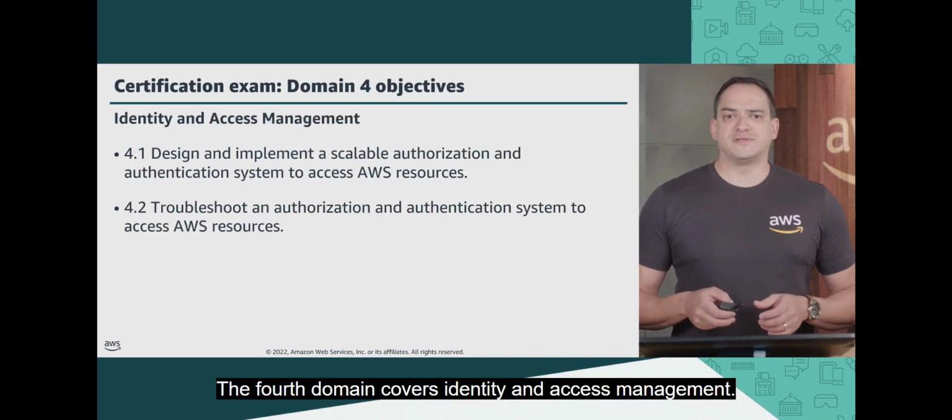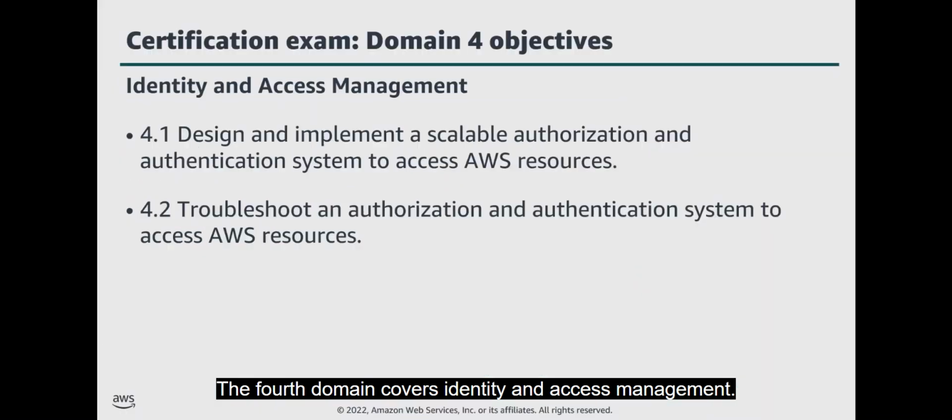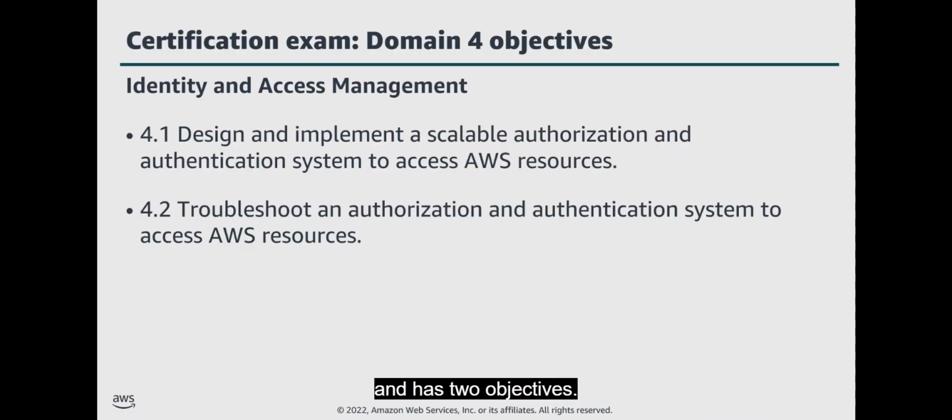The fourth domain covers identity and access management. The fourth domain makes up 20% of the exam and has 2 objectives. The first objective is, design and implement a scalable authorization and authentication system to access AWS resources. And the second objective is, troubleshoot an authorization and authentication system to access AWS resources.